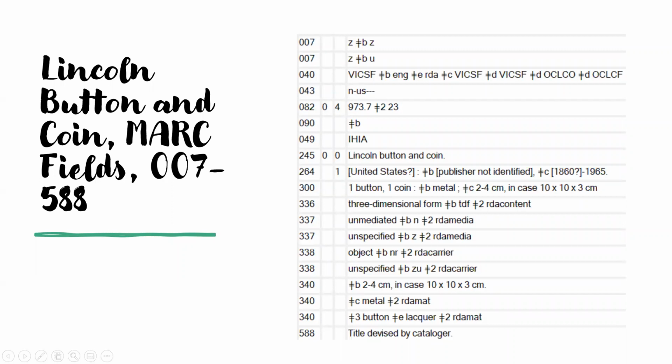The 340 fields, physical medium, are coded for dimensions, subfield B, which is 2 to 4 centimeters, the material applied to surface, subfield C, metal, and notice that the button is in subfield 3, material specified, while lacquer is in subfield E, support. The 588 field, source of description note, informs us that the cataloger divided the title. In this case, it just says title divided by cataloger. And notice that for realia, titles divided by catalogers are no longer bracketed in the 245 field, the title statement field, which is an OLAC best practice.